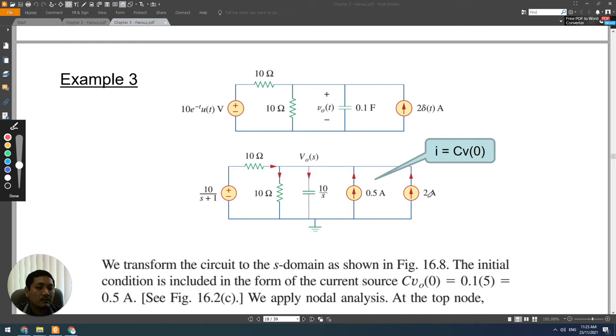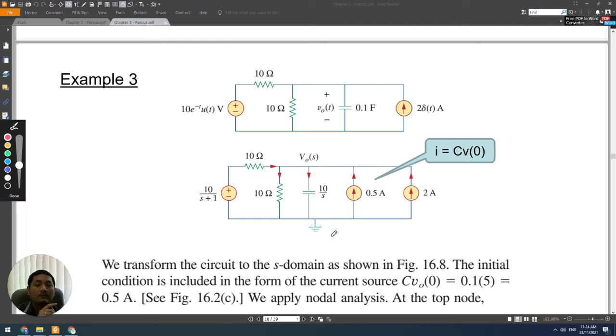Okay, so next is the capacitor itself. The capacitor is 0.1 farad, and we know that to transform the capacitor into S domain, the equation is 1 over SC. So C is 0.1, therefore we get 10 over S, which is here. So this is the value of the capacitor in S domain.